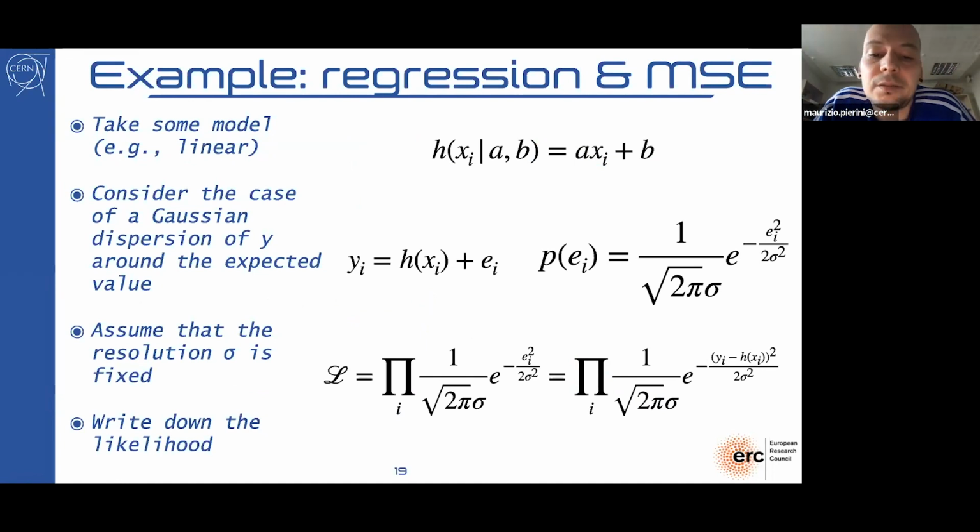And then if you write down the likelihood of this, it means that for each of the points that you have, you would write down that probabilistic Gaussian dispersion. So you have a product of Gaussians. And then if you write the dispersion, which is this E parameter, as a difference between the true value y and your model h, you end up with this kind of function.